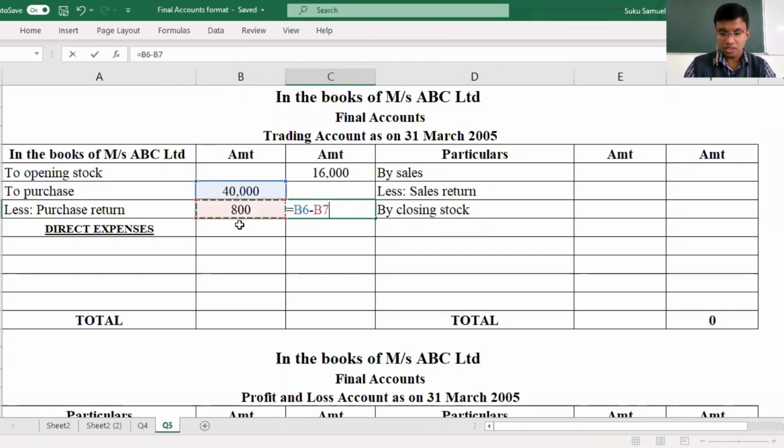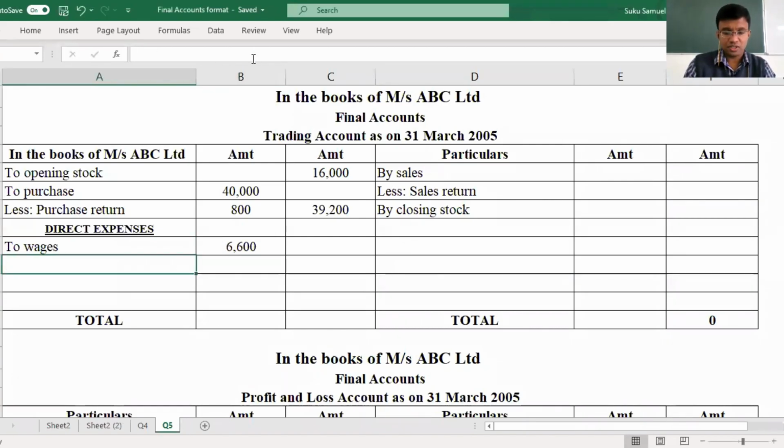Then we have purchase return, which is 800. To get the net purchase, it will be purchase minus purchase return. Now we are moving on to the direct expenses. What are the direct expenses that we have? The direct expenses that we have are wages. Wages is 6,600.